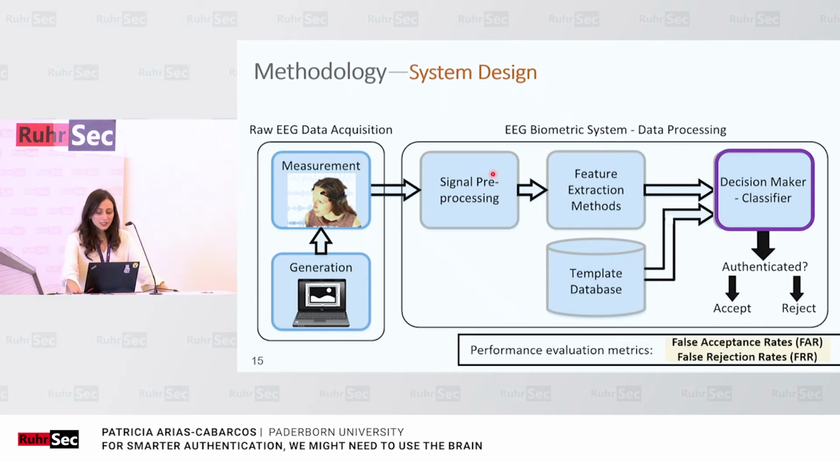To evaluate the system, we consider a zero-effort attacker, so basically claiming the username of the victim and just presenting his own brainwave measurements to the authentication system. And we measure performance based on the standard metrics: the percentage of imposters accepted in the system, the false acceptance rate, and the percentage of legitimate users that are being rejected, the false rejection rate.